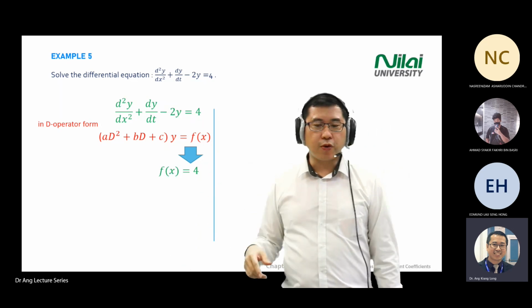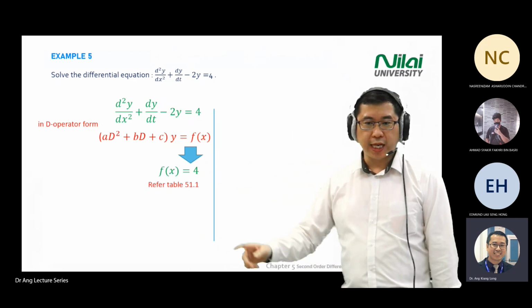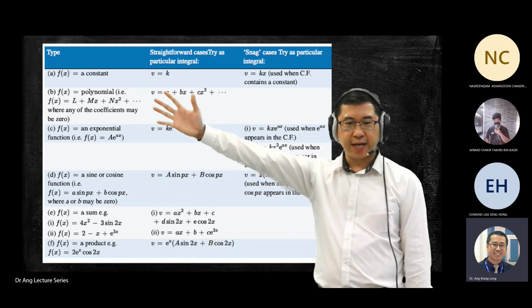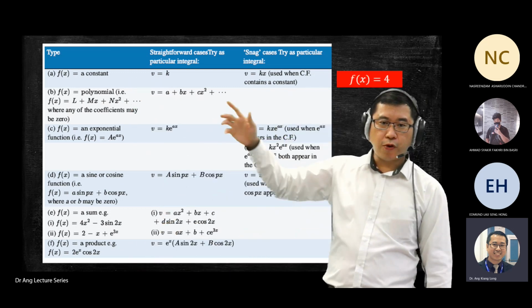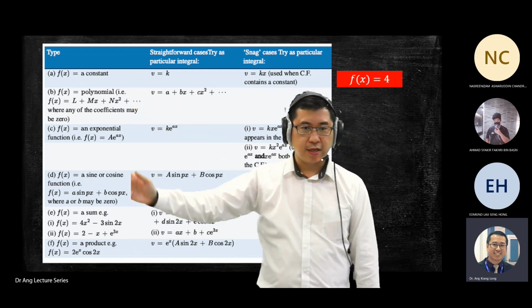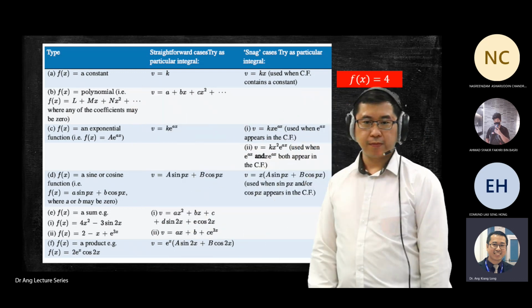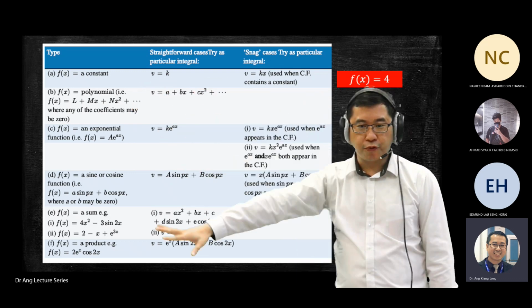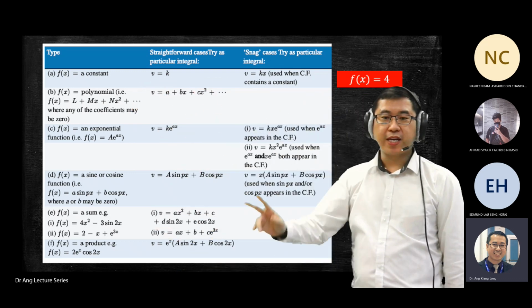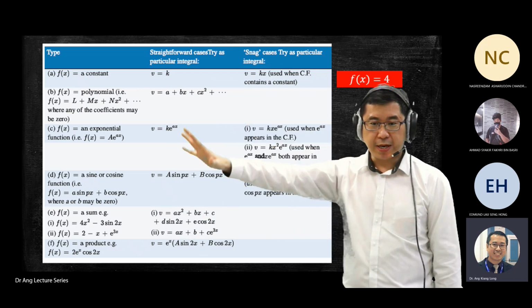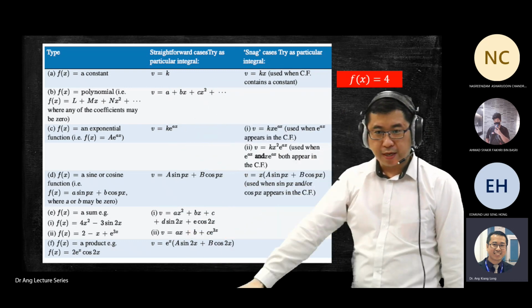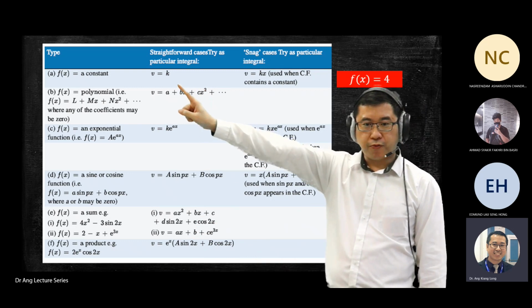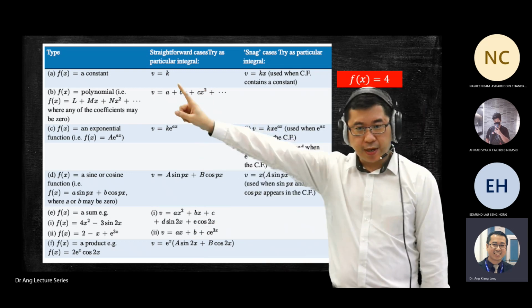Fx equal to 4 is a constant value. Go to the table. Go to the left-hand side. Shopping there. Fx equal to 4. 4 under the first one. Equal to 4. Then, after you pick that one, it will give you the answer for your V. Because you need to find U and V, right? So the second part you read from the table, middle table. You find what is your V. V equal to K. Copy that one, put into your answer.